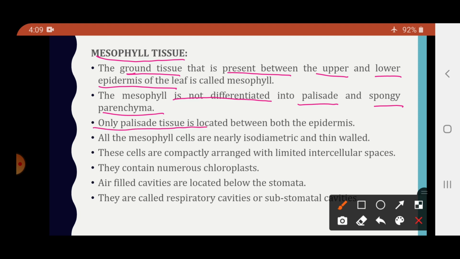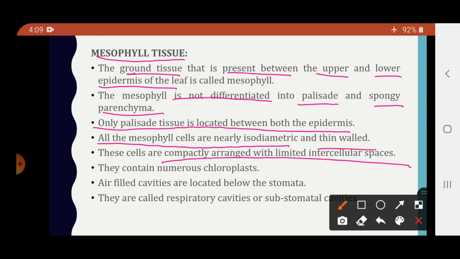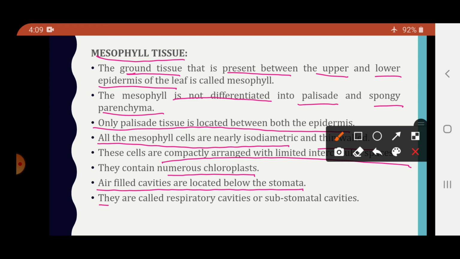Only palisade tissue is located between both the epidermis. All the mesophyll cells are nearly isodiametric and thin walled. Iso same, diametric yani same in diameter. They are compactly arranged with limited intercellular spaces. They contain numerous chloroplasts. Air cavities are located below the stomata, and these cavities which are present below the stomata are called as the substomatal cavities.